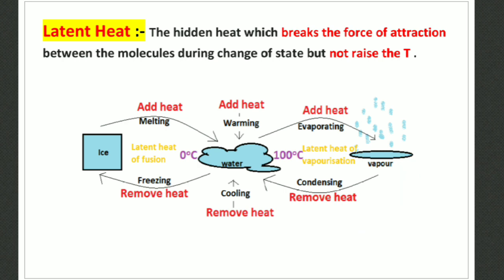So now look at this figure. There are three states: ice, water, and vapor. This is a very important figure actually. When we add heat to this ice, it converts into water. Again, when we add heat to water, it will raise its temperature from 0 degrees to 100 degrees Celsius. And again, if we add heat to this 100 degrees Celsius water, it will evaporate to vapor.